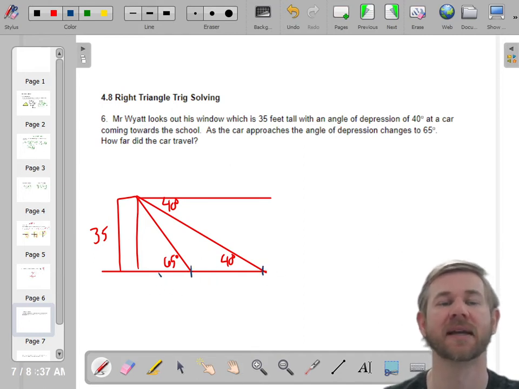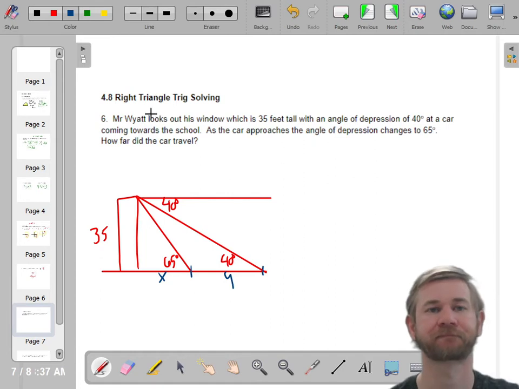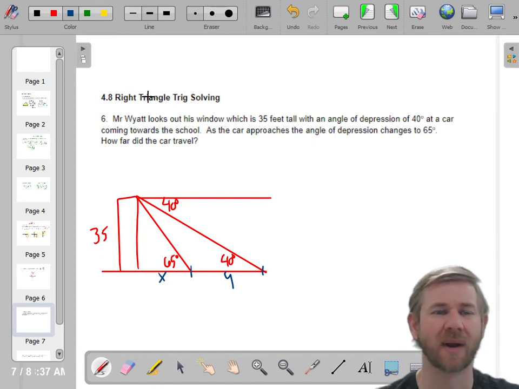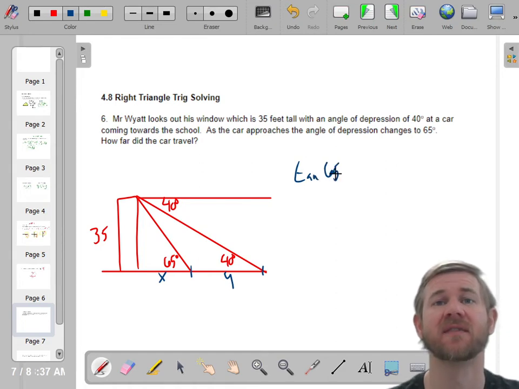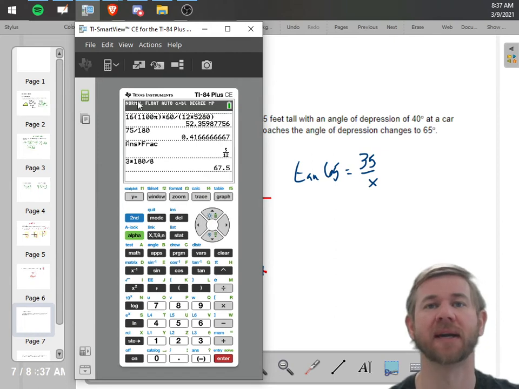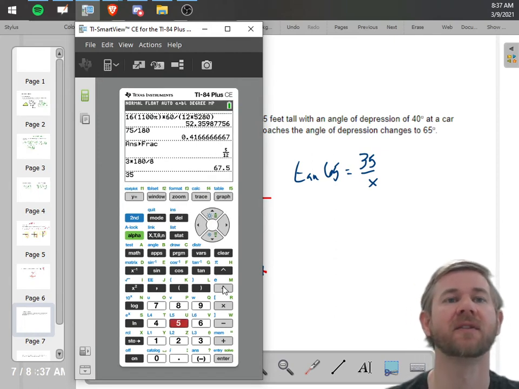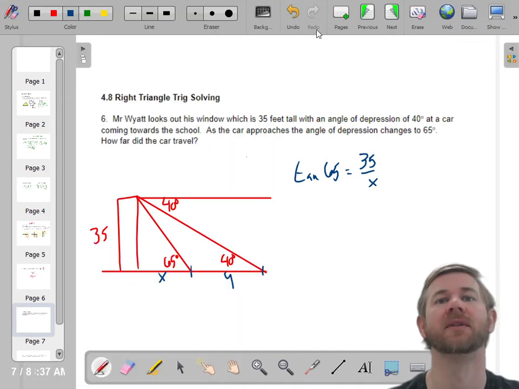So I'm going to call this x and this y. And now I'm going to go ahead and figure out what I can. I can figure out x right away. If I say the tangent of 65, that's 35 over x. So then I can use my calculator. 35 divided by the tangent of 65. There we go. 16.32. So x is 16.32 feet.